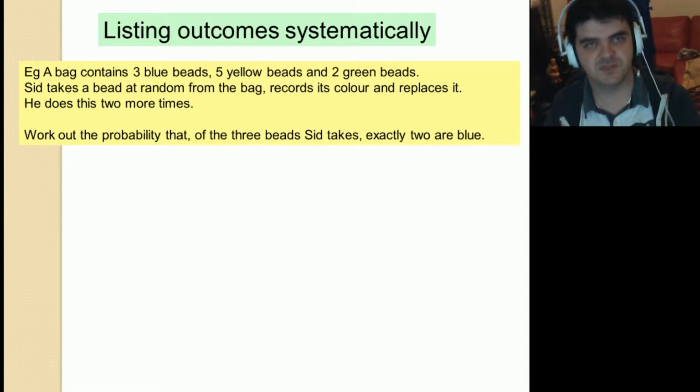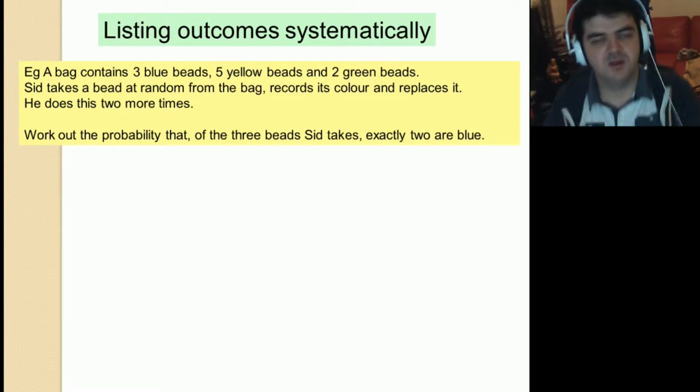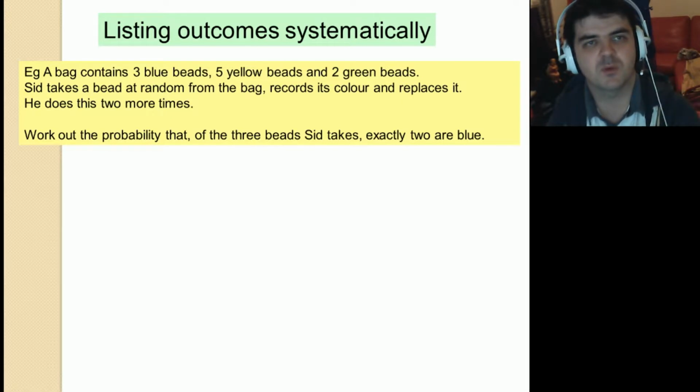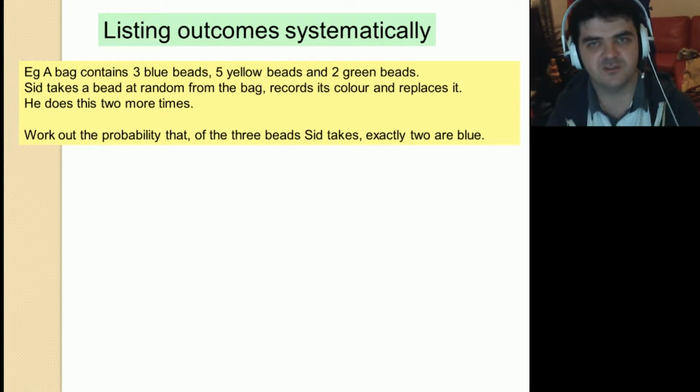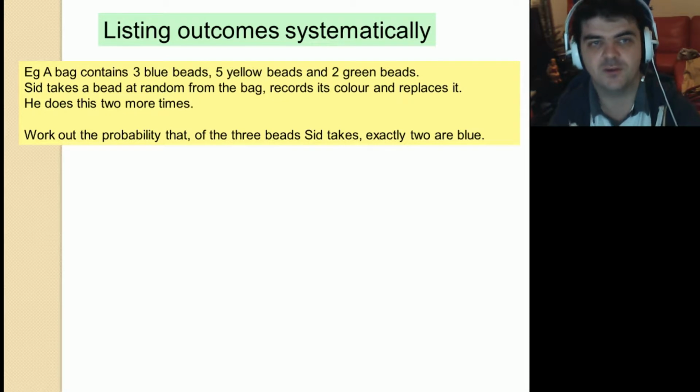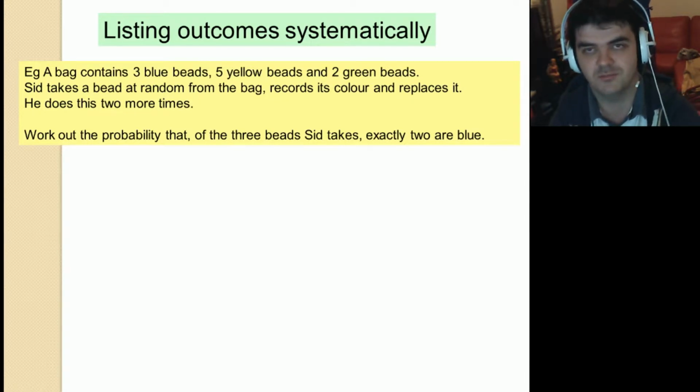Let's look at something different. It's not always when we don't replace something back, right? So here's an example where a bag contains 3 blue beads, 5 yellow beads, and 2 green beads. Sid takes a bead at random from the bag, records its color and replaces it. He does this 2 more times. We've got to work out that of the 3 beads Sid takes, exactly 2 are blue.